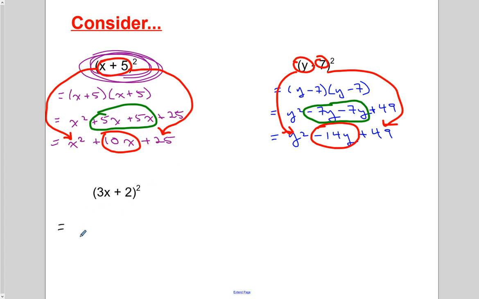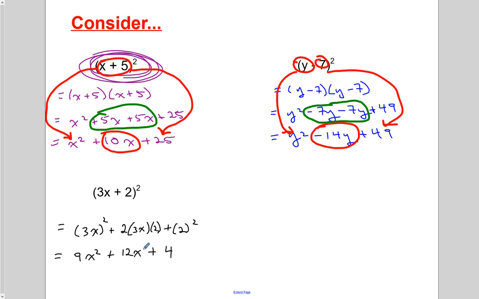I think my final answer is going to look like the following. It's going to be that first term squared, so 3 times x squared. And at the end, I'm going to have that second term squared, so that would be 2 squared. And my middle one is going to be 2 times the first term times the second term. So I should be ending up with 9x squared, that's my first term, plus, let's see, 2 times 3 is 6, times 2 is 12. 12x plus 2 squared is 4.